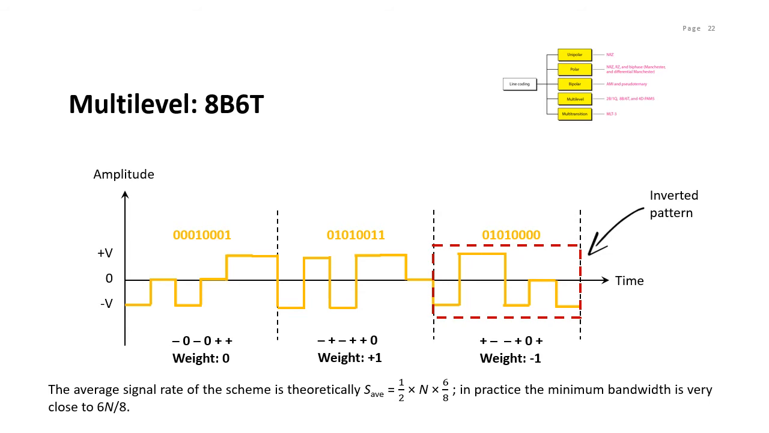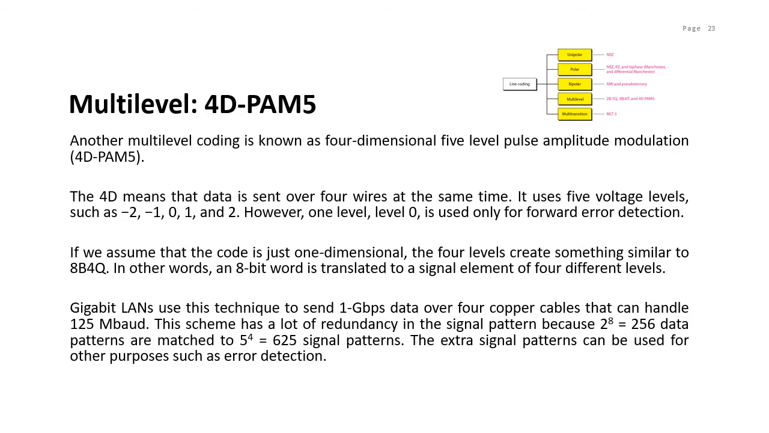It's just straightforward. The last line coding or signaling scheme that we'll discuss under the multi-level category is called 4-dimensional 5-level pulse amplitude modulation, or in short 4D-PAM5. The 4D means that the data is sent over 4 wires at the same time, and PAM5 means that it uses 5 voltage levels such as -2, -1, 0, 1, and 2. However, one of the levels, 0, is just used for forward error detection.